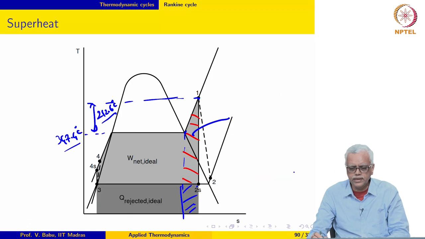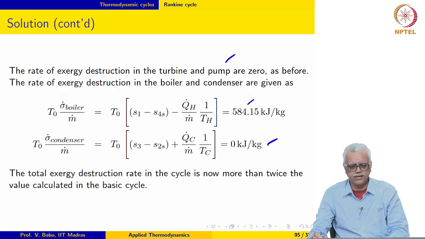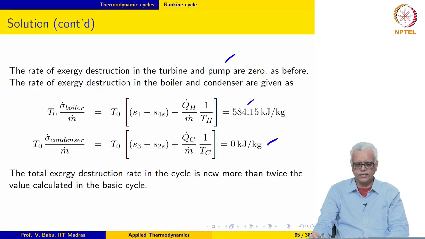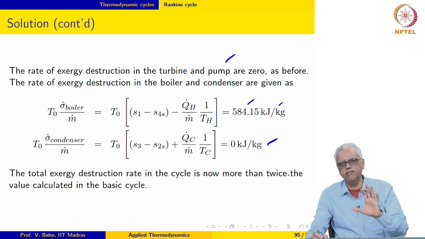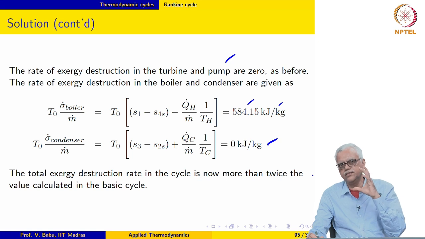So, how do we actually reduce the rate of exergy destruction in the boiler? This is now more than twice the value that we calculated earlier. The exergy destruction here, as I said, is primarily because of the large temperature difference between the source and the working substance.